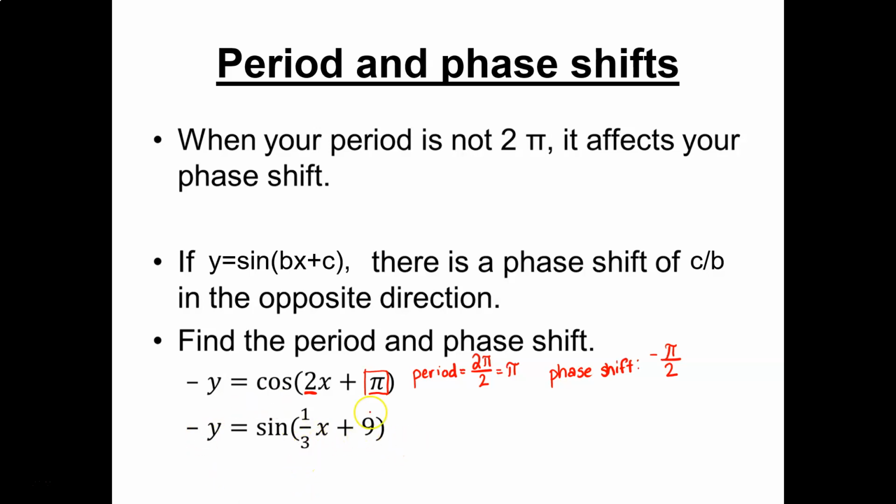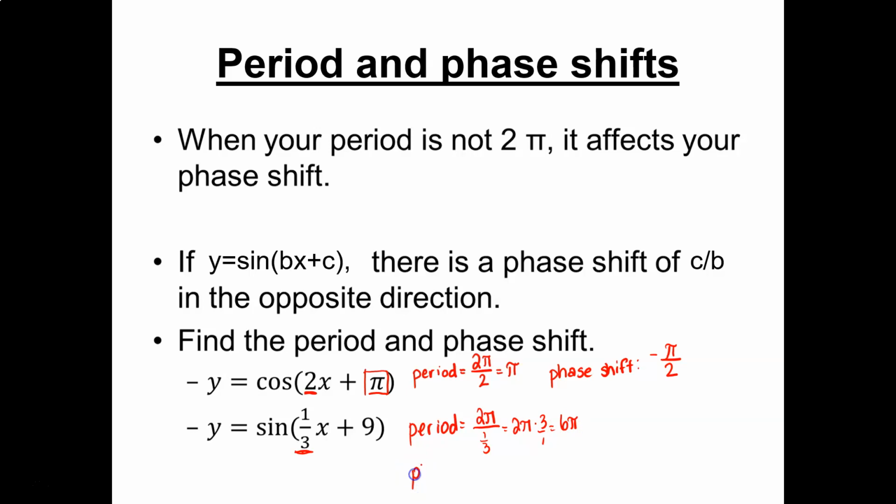For the second one here, the period is always going to be 2 pi divided by the number in front of x, which is 1/3. So that's 2 pi times 3 over 1, and we get 6 pi for our period here.